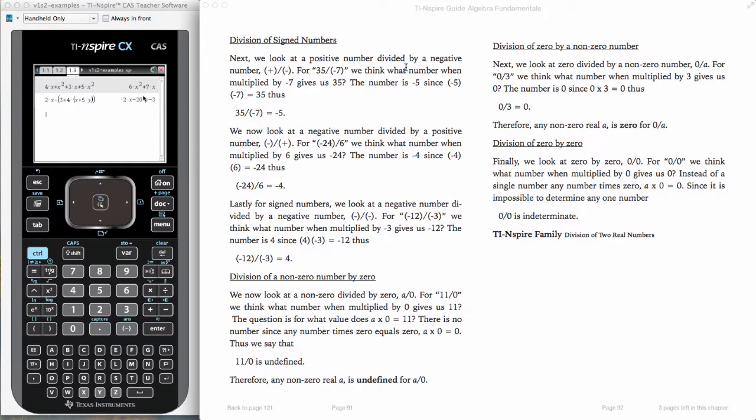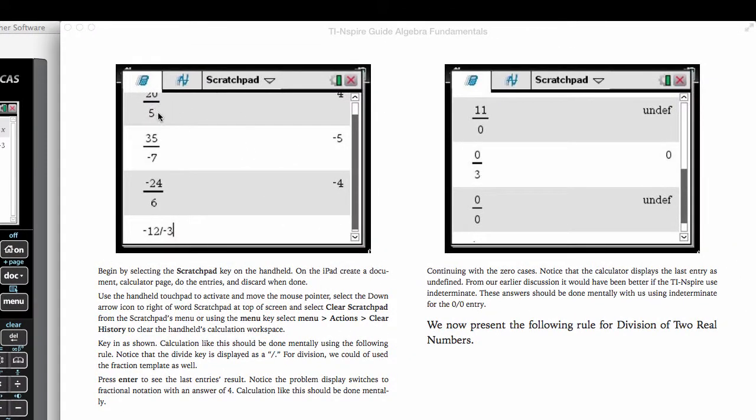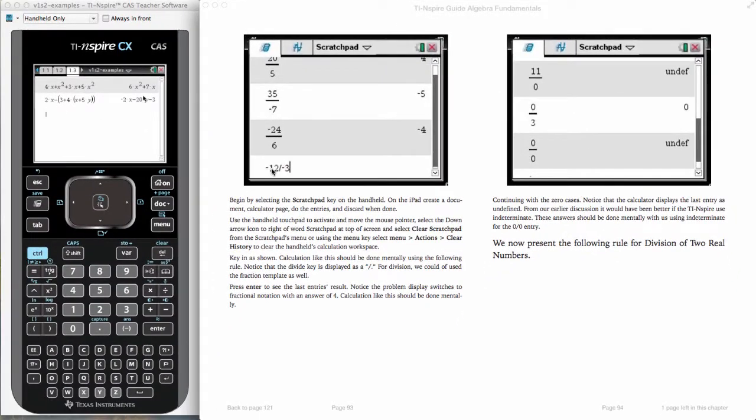Division is a little bit more complex because of 0 being involved. So again, in the book, we take all these situations into account and give you an explanation for why the answers are written out. Two positives will end up being a positive, a positive and a negative will be a negative, and a negative 12 divided by a negative 3. Well, let's go over and take a look at this on our calculator.